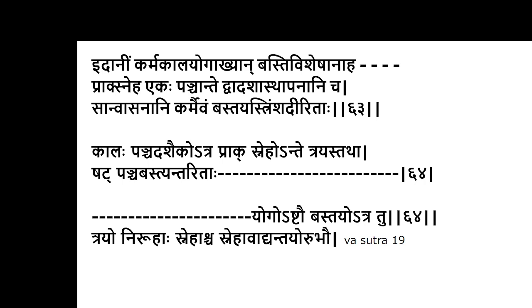Now in Vagbhata, the numbers of basti could be modified into 3 categories: karma basti, kala basti and yoga basti. Karma basti is a bunch of 30 bastis, where the patient has to have a sneha basti in the beginning and 5 sneha bastis at the end, with Dwadasha asthapana, 12 asthapanas with the anuvasanas, and totally it becomes 30 bastis. That kind of basti is considered the karma basti.